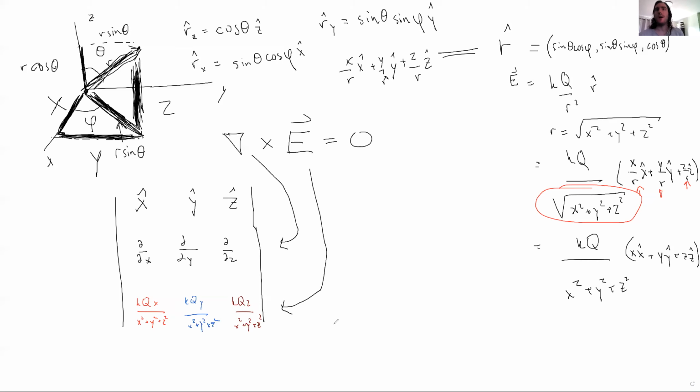And now we go about the process of computing the determinant of this matrix, and that gives us the answer for our cross product here. The cross product of the del operator with the electric field, otherwise known as the curl of the electric field. And just a heads up, the answer is going to be 0, otherwise we wouldn't be going through this.